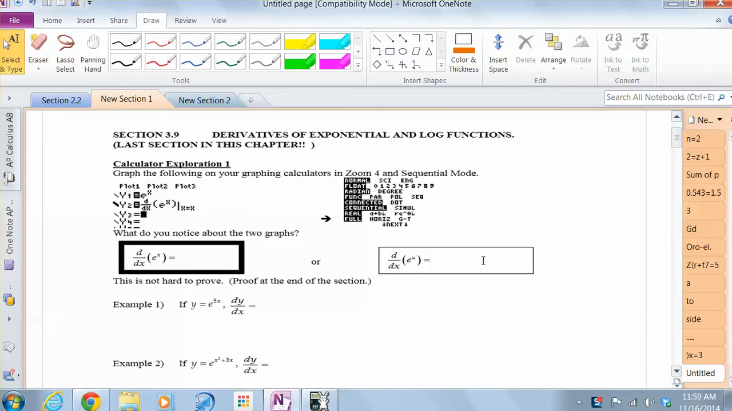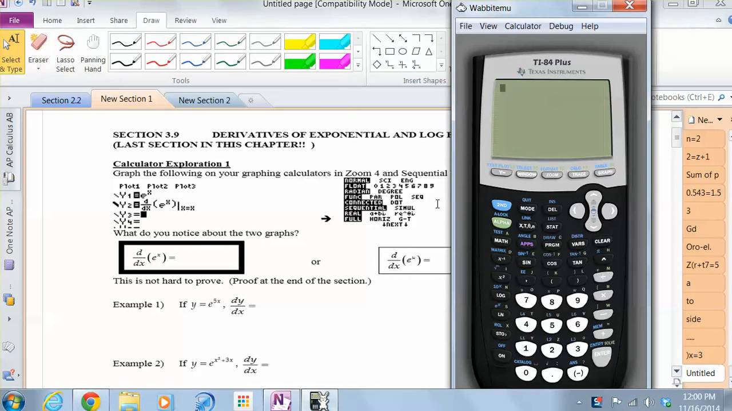plot e to the x and then the derivative of e to the x. And the hope is that we can discover what the derivative is graphically without me just telling you what the derivative is, and then try to get a good understanding of it. So what I'm going to do is pull up this calculator app called the Wabbit, and you can definitely have your calculator out when you're doing this.